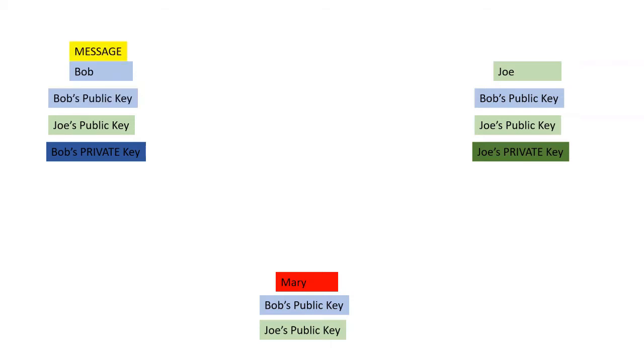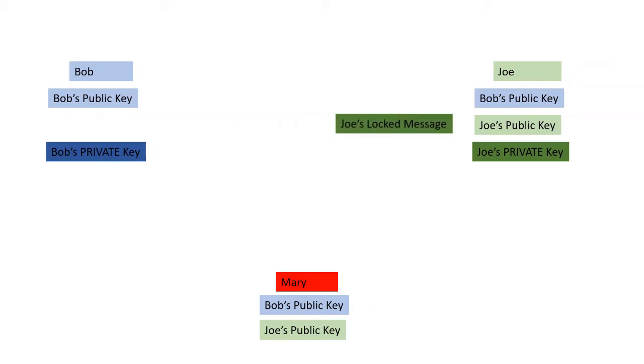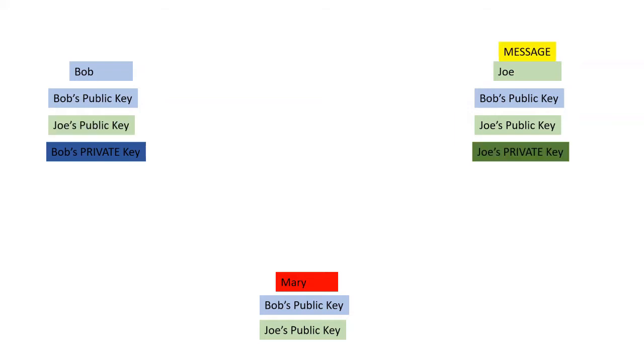The way that works is for Bob to use Joe's public key to lock his message so that when he sends it to Joe, Mary has no compatible keys to unlock that message. But Joe does. Now Joe can see the message and Mary can't. This is the basic explanation as to how RSA works.